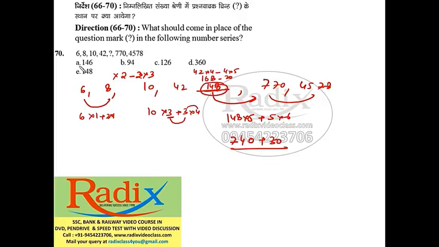Answer is 148. Right. This is very important, how to judge whether the series is increasing in very large values or in very small values. If it is increasing in large values, see here we have differences of almost 4000. So in that case there must be a multiplication series. Okay, next question.